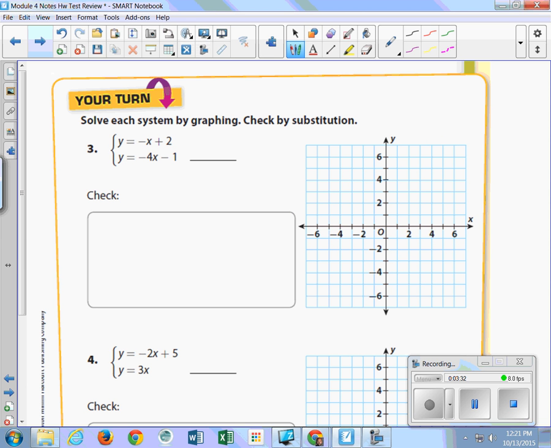Okay, going on to your turn. Plot these 2 equations. Y-intercept at 2, -1 slope, so up 1 to the left 1, down 1 to the right 1. Okay. Y-intercept of -1, slope of -4, so rise 4, run 1 to the left.